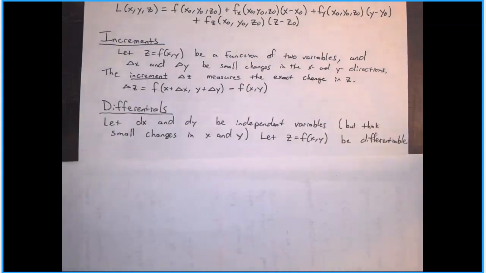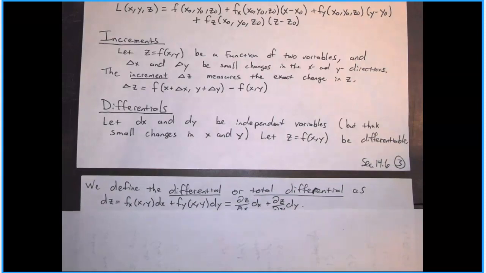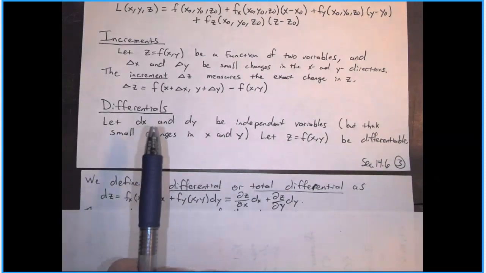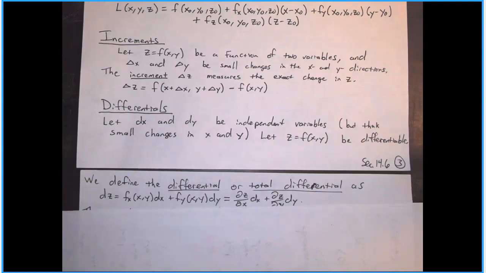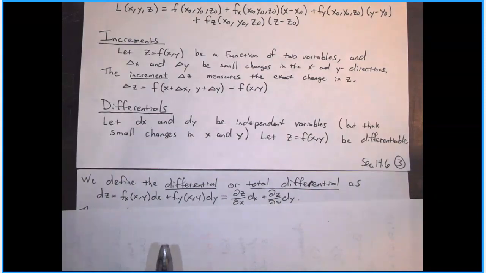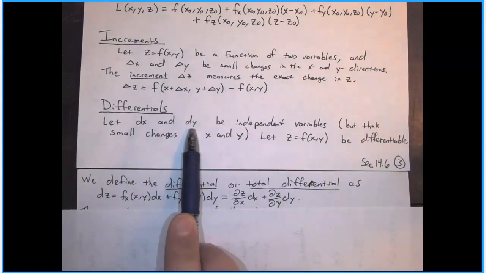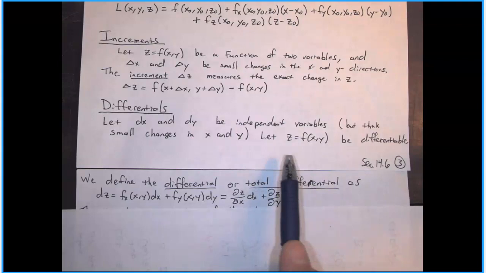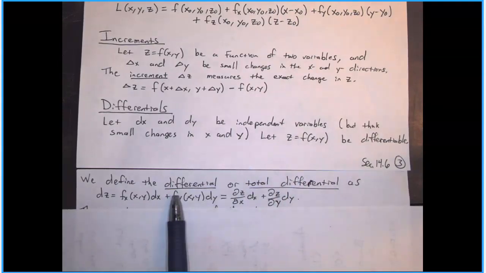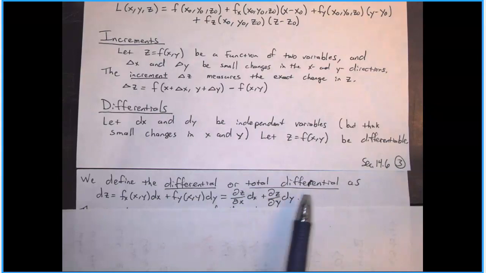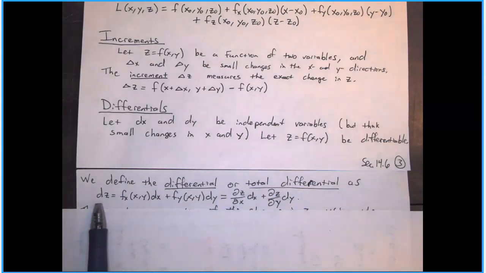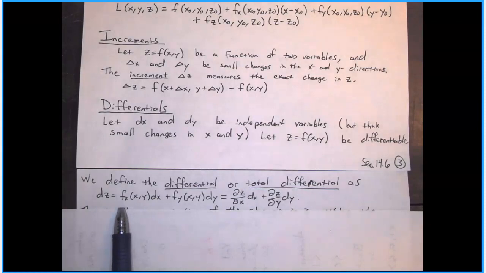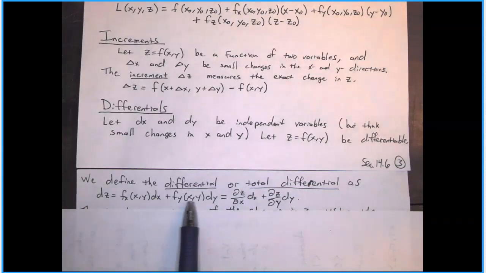Now that leads to the idea of a differential, where we're going to change the notation slightly, and we're still going to have small changes in x and y, but instead of calling them delta x and delta y, we're going to call them dx and dy. But we're still going to think of these as small changes in x and y. And we're still going to deal with a function of two variables, and we define the differential, sometimes called the total differential, as dz, this is the differential itself, equals the partial derivative with respect to x at x, y times dx, plus the partial derivative with respect to y at x, y times dy.